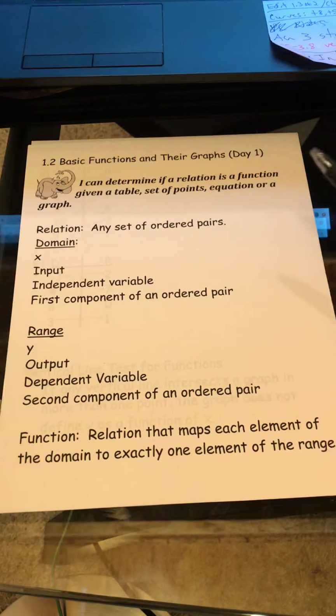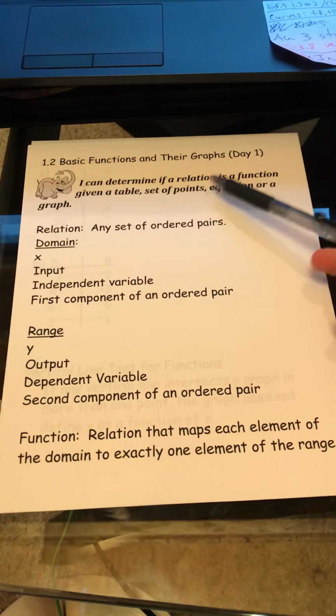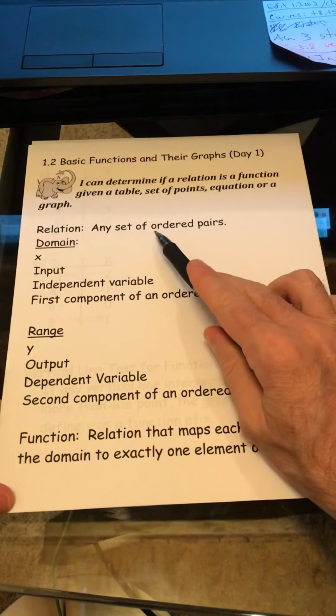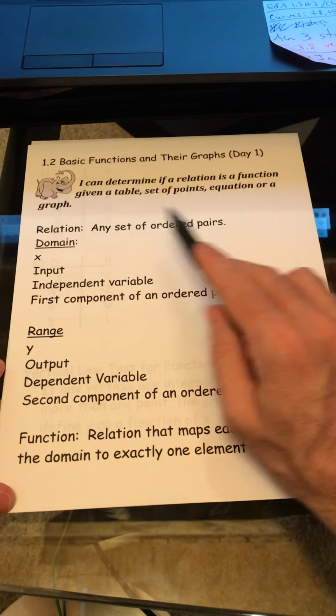Much like in Chapter P, in Chapter 1 we are going to skip around and only cover certain sections out of it as well. In Chapter 1 we start with Section 1.2, talking about functions and also some graphing topics. So we're going to talk about the difference between relations and functions, and certainly talk about domain, range, and some other topics as well. A relation is any set of ordered pairs.